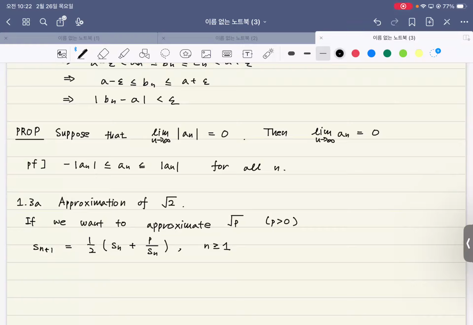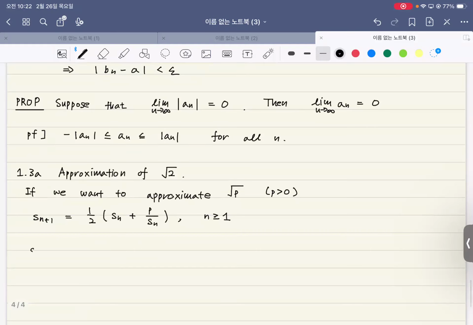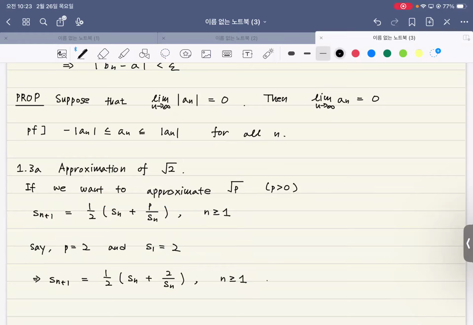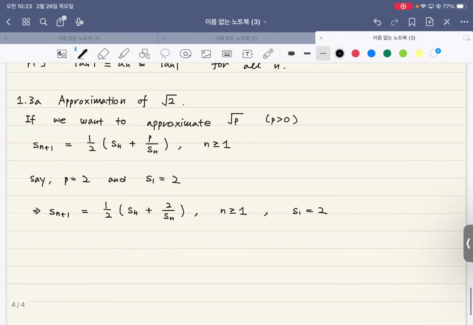But my question is, how is that possible? How can I justify this recursive relation and her claim, that it is tending to square root of 2? I'm going to show you how. Since we were talking about the case when P is 2, P is 2 and S1 is 2. Then our recursive relation is going to be... First, I will make use of the arithmetic and geometry inequality. This is our Sn plus 1.